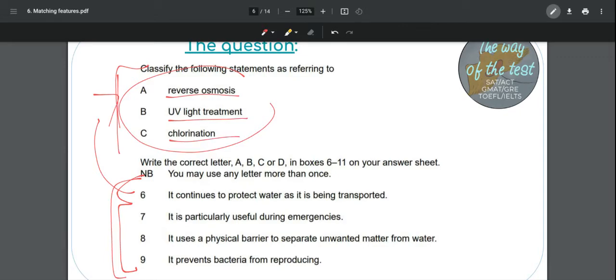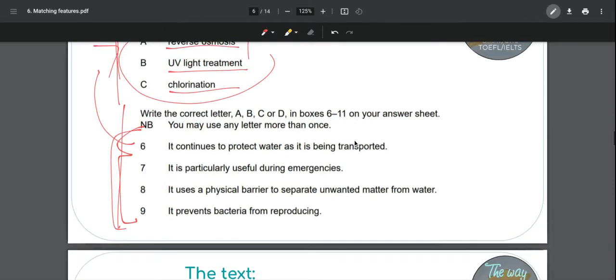So the first thing is to find these three things in the text. And after we find that, we're going to find what it says. Now, this is where the prediction part comes in, because you may find reverse osmosis and just read everything that it says about reverse osmosis. And everything that it says and that matches one of these numbers will be the answer. And then you do the same for UV light treatment and for chlorination. But of course, you can always just eliminate. So we find reverse osmosis and then we go one by one without trying to predict in order to find what the text says about reverse osmosis.